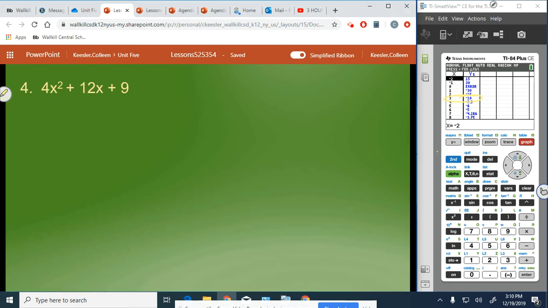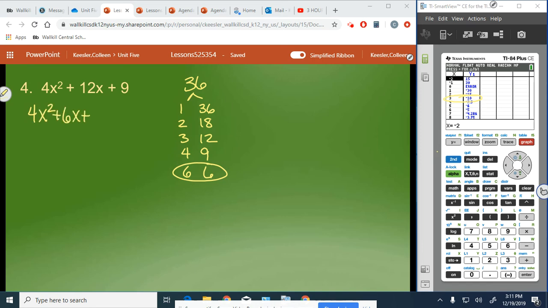Number 4. So now we have an a value of 4, so we do 4 times 9, which is 36. And again, we could list our factors or use our calculator. I know 36 is 1 and 36, 2 and 18, 3 and 12, 4 and 9, and 6 and 6. And I need the pair that gives me positive 12 as my sum. So that would be the 6 and 6. So I've got 4x squared plus 6x plus 6x plus 9. Group these two and these two.